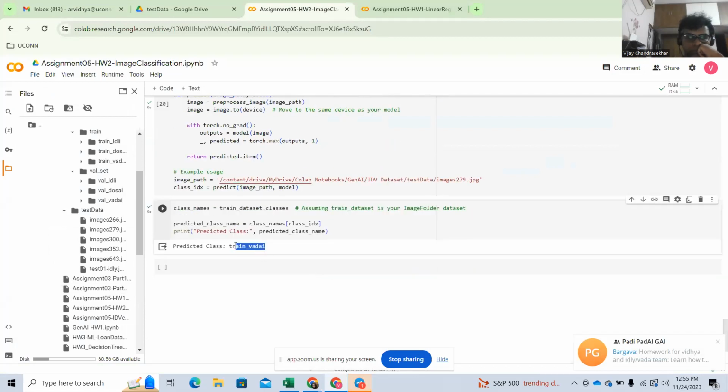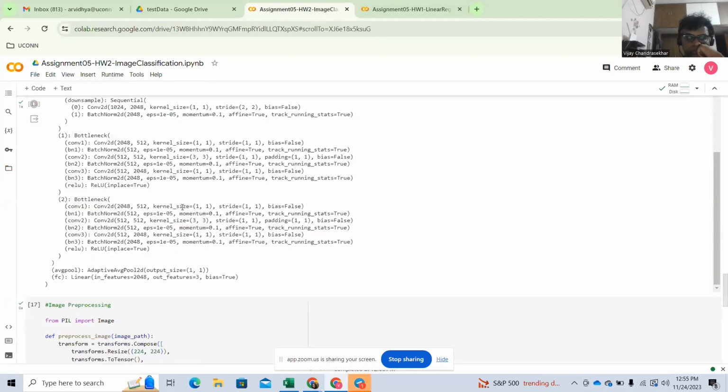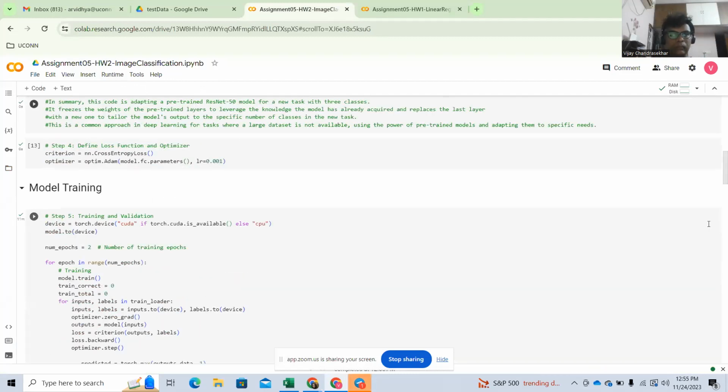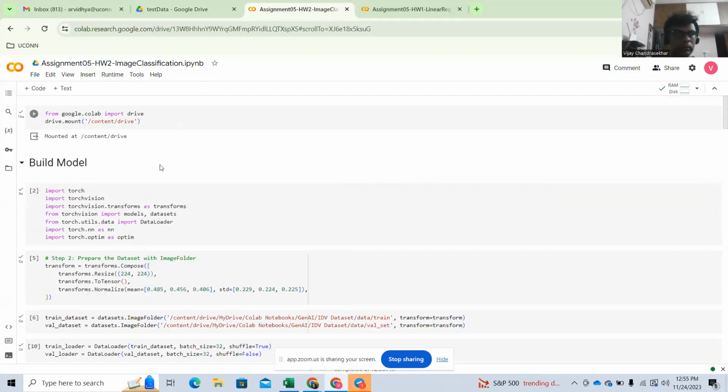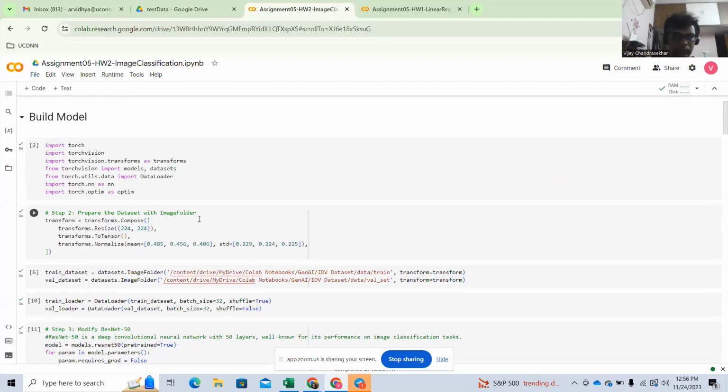So it predicted the class correctly. Okay. So this is the output, and now to walk through the code, there were two parts that I was able to observe here.